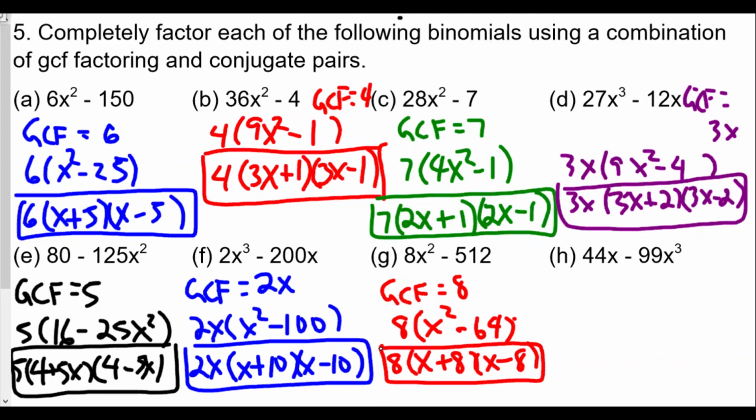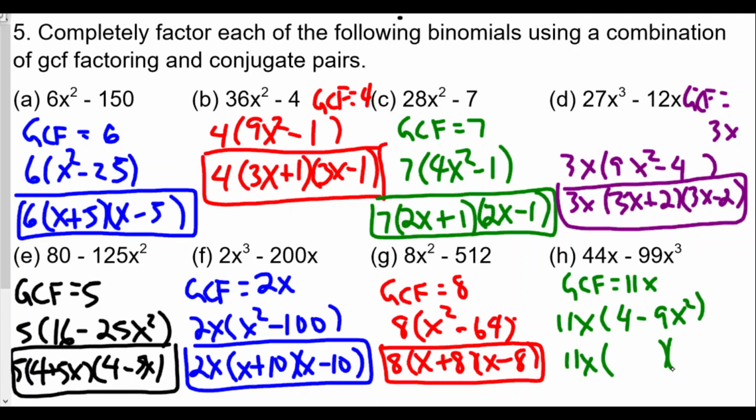And now finally, for H, we see here that the GCF looks like it's going to be 11. Yeah, 11x actually. So we factor out 11x. And 44x divided by 11x is going to be 4. And 99x cubed divided by 11x is going to be 9x squared. Now for the conjugate pair, the square root of 4 is 2, and the square root of 9x squared is just 3x. Yeah, plus and minus, and there you go.